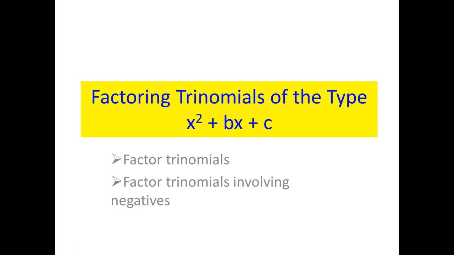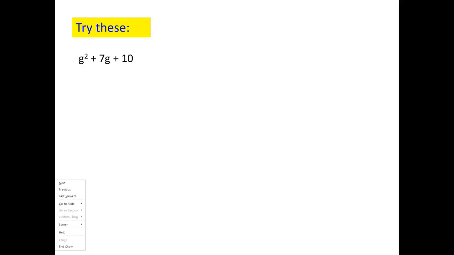11.5, Factoring Trinomials. Today we're going to be factoring quadratic trinomials, and when we do, we're going to be going in the reverse order of when we FOILed. So we're going to end up with two binomials that are multiplied.